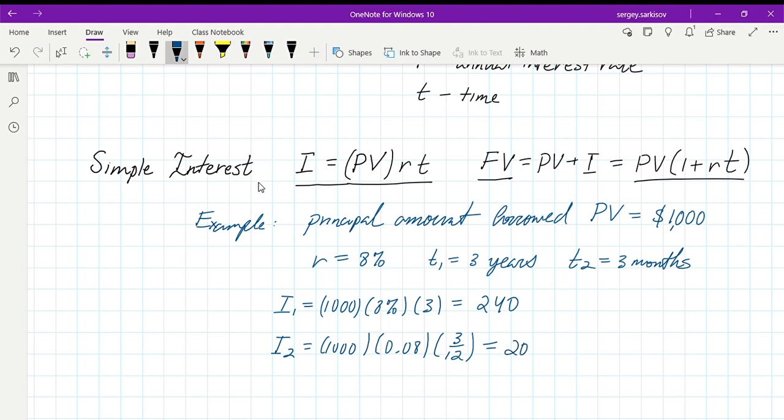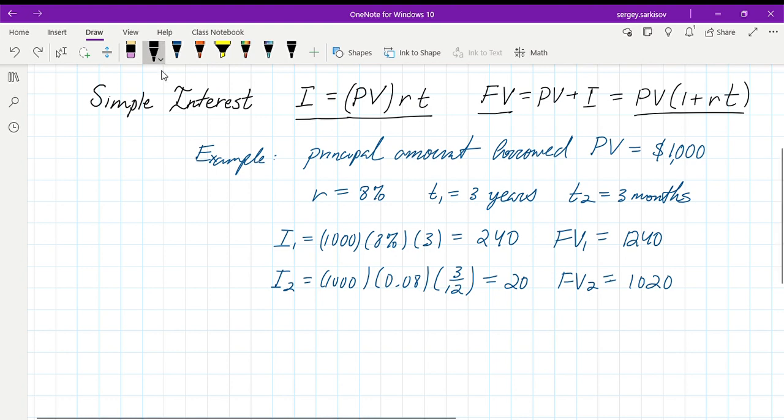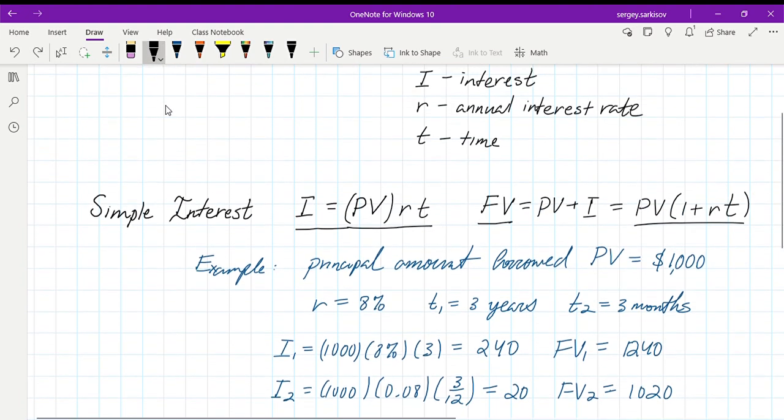And so let's say future value, the first one would be 1,240, right? And then the future value of the second one is the 1,000 plus the 20, and you would have $1,020. In other words, think about it. Over a longer period of time, 3 years, it's going to accumulate $240 more. And if it's just 3 months, it's just a little bit, just $20 more, right? Okay, that's simple interest. Not much more to be said about that. I think it's kind of the lightest of concepts in financial mathematics.